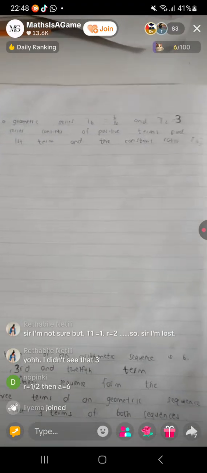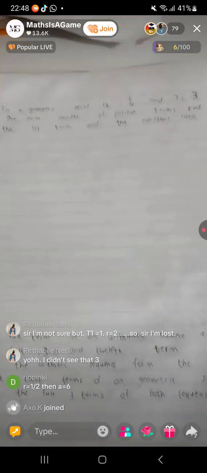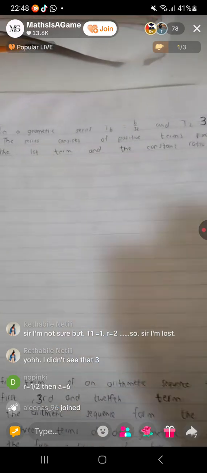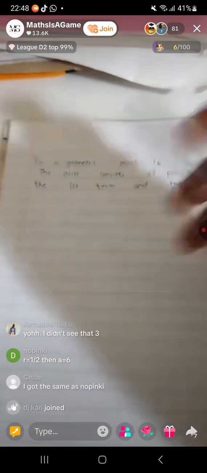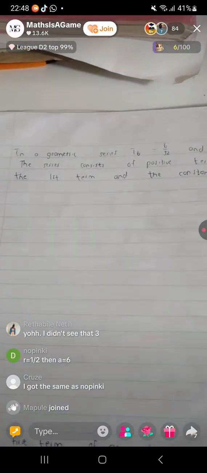Okay, so if you remember, guys, this particular question, we did similar questions yesterday, where we set up two equations. T6, hopefully we understand if it's a geometric series. Oh, definitely awesome, Cruz got the same answer.